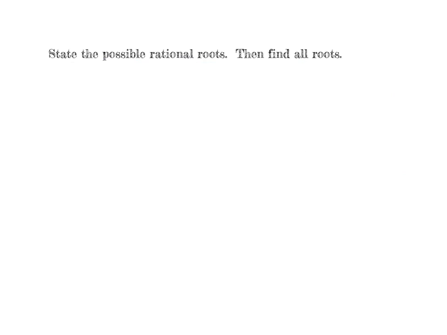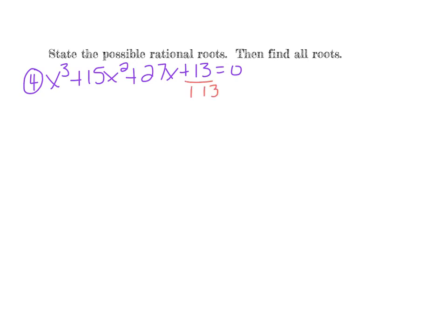Another example. So we have x to the third plus 15x squared plus 27x plus 13. It is already in standard form, and I'm ready to list my factors. So 1 and 13 is my p, only 1 for my leading coefficient. So my p over q is going to be plus or minus 1 divided by 1 and plus or minus 13 divided by 1.